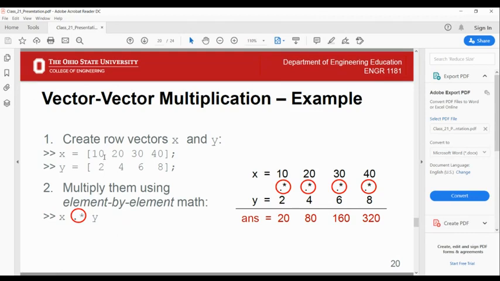So in this case we just do stepwise multiplication, so that 2 will be multiplied by 10, and the 4 multiplied by 20, 6 by 40, which is what you see here. So again, if you forget that dot, you will get an error like the previous slide.